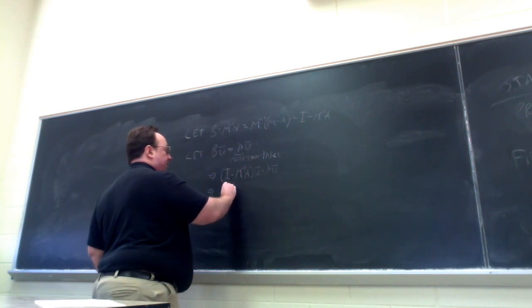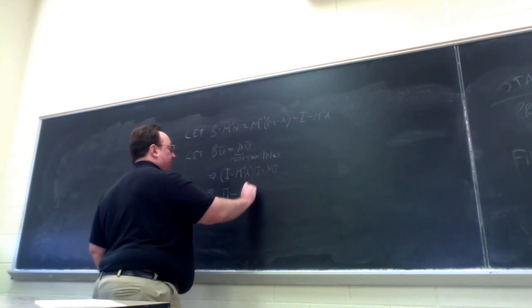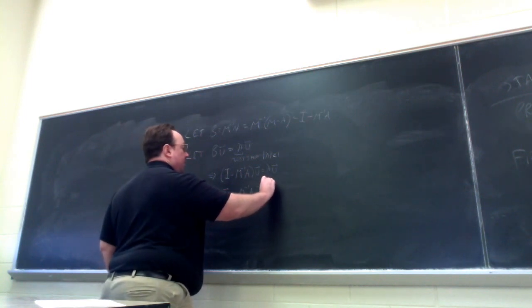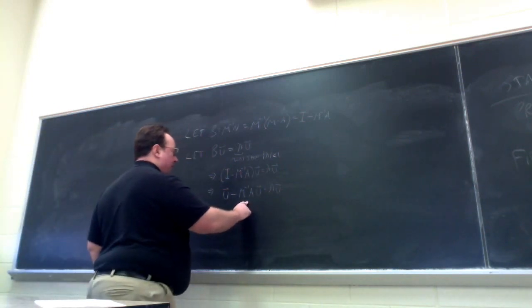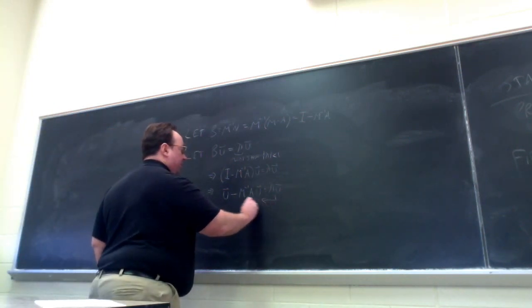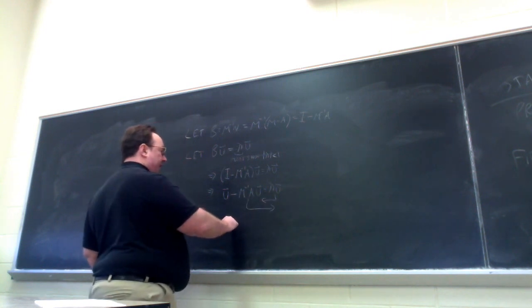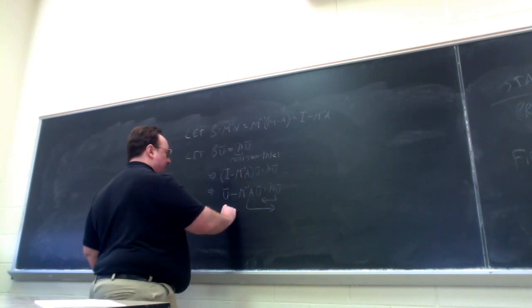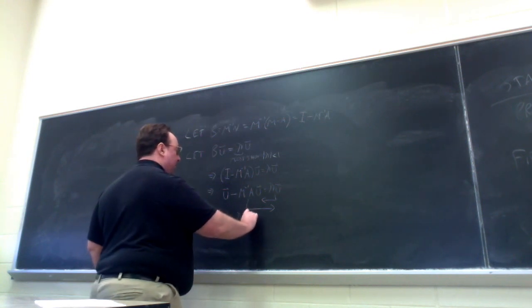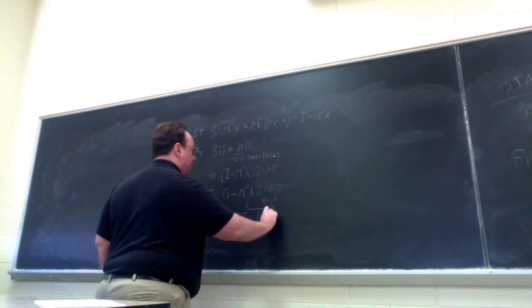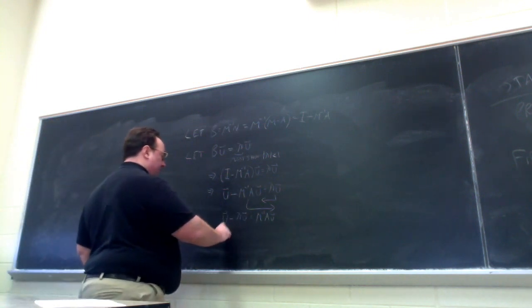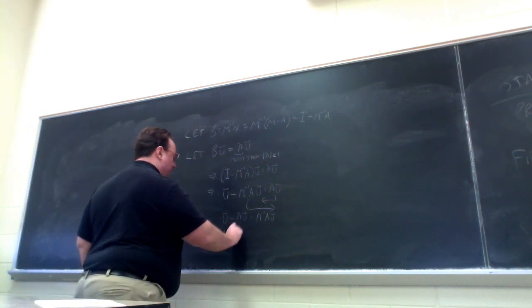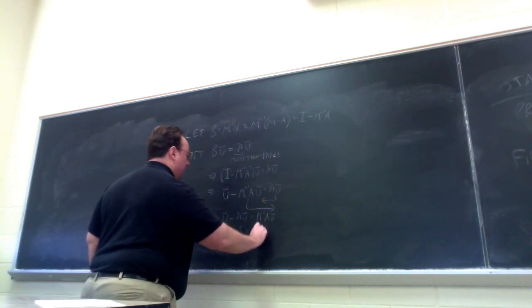I can distribute, so u minus m inverse a u equals lambda u. And then I'm going to rearrange a little bit. I'm going to move this over here, move this over here, and okay, so I have u minus lambda u is equal to m inverse a u. Now on the left side, I can factor out a u, so I get (1 minus lambda) u equals m inverse a u.